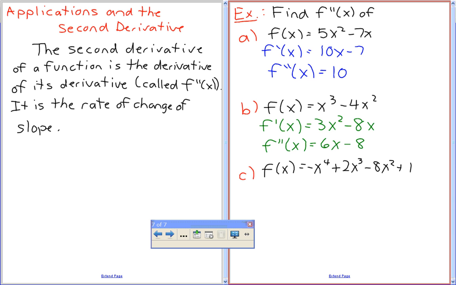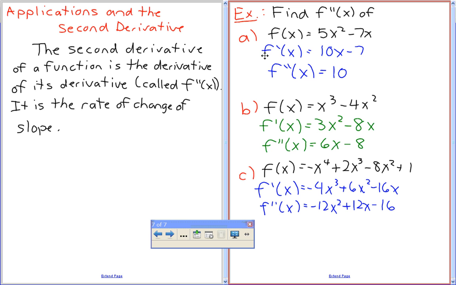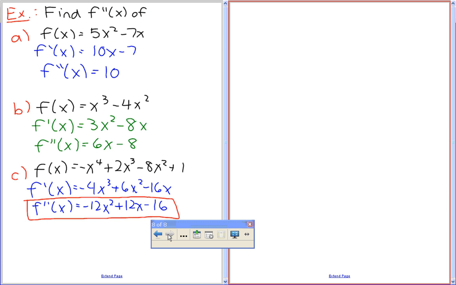Robert, you're up. f prime is 4x cubed plus 6x squared minus 16x. Okay, good. And f double prime is negative 12x squared plus 12x minus 16. Awesome. Good. Okay, let's put a star beside this question.